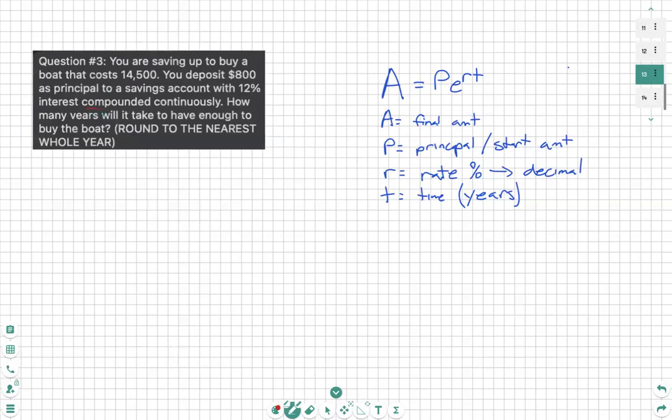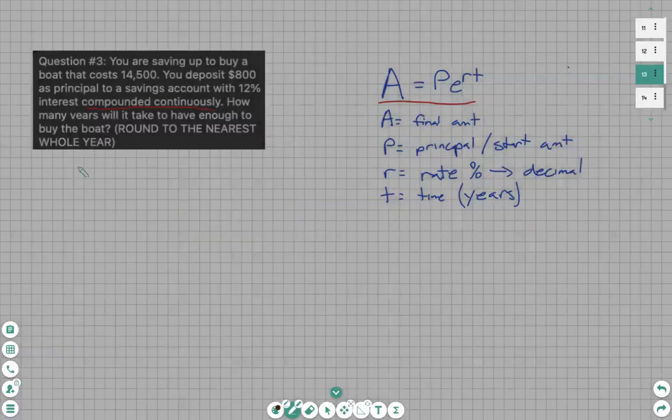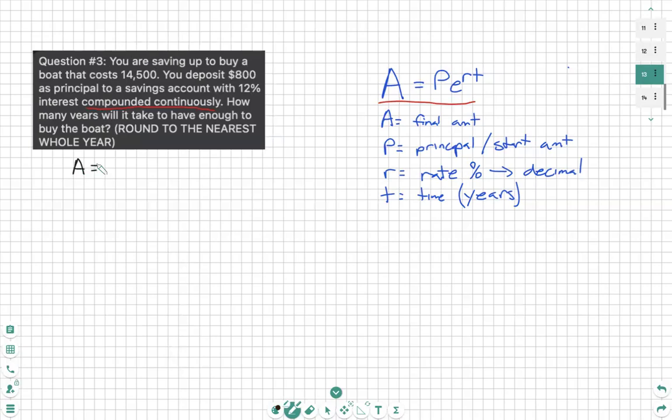Okay, here is the hint: compounded continuously, so we're going to use our Pert formula. Now we're going to just start labeling what we're told. Our final amount is going to be how much the boat costs. That's how much we're going to take out and spend. Our principal, or our initial deposit, is said to be $800. And our R is said to be 12%. We don't know what T is, so we're going to solve for T. So let's start plugging this in.